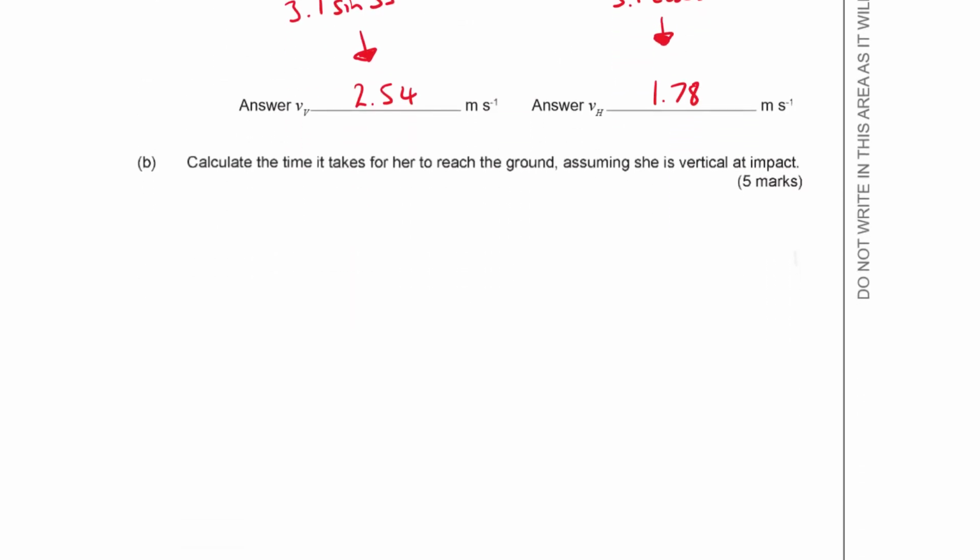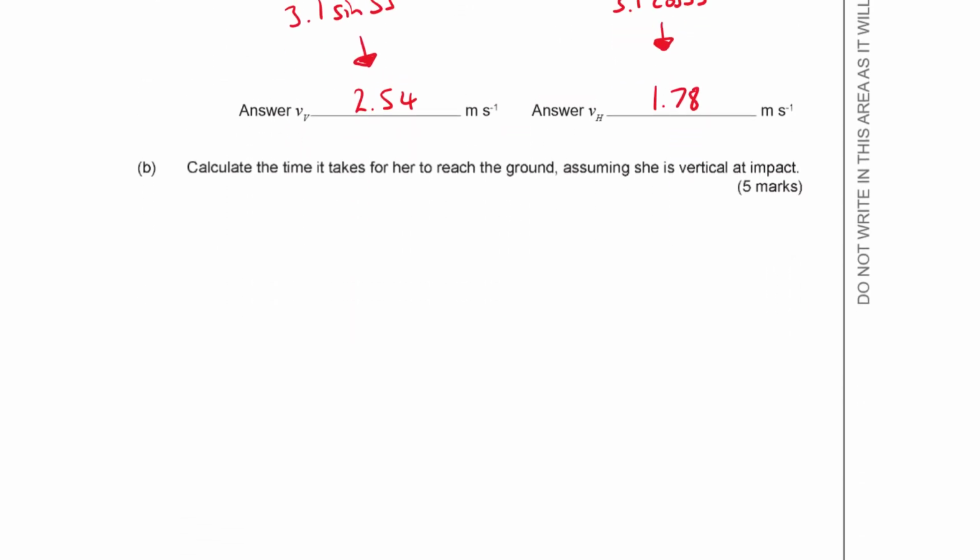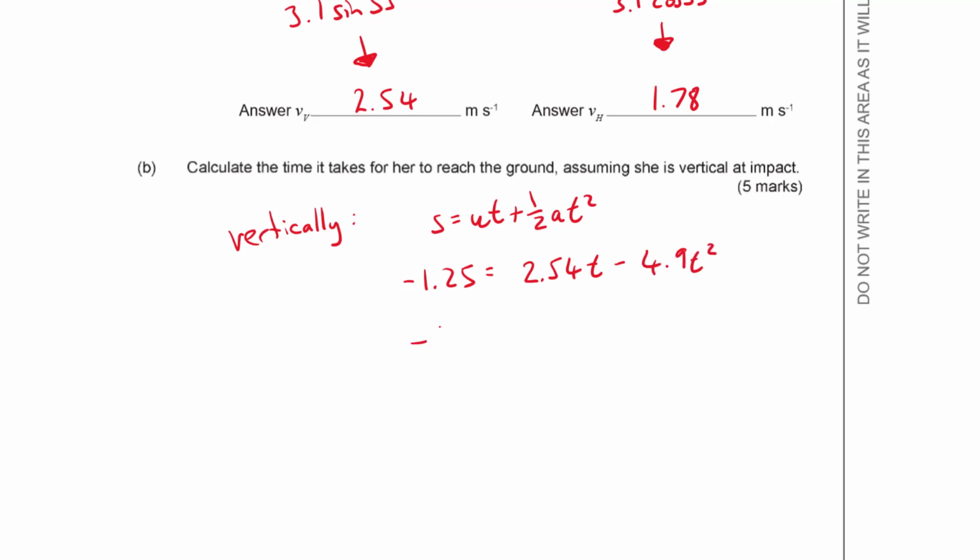So what's remarkable about this question is part B gives you 5 marks just for figuring out how long she spends in the air. Now the answer kit that they've given has a wide variety of ways that you can solve it, but by far the easiest way is just to solve the quadratic. So looking at the vertical motion, you have S equals ut plus half at squared. Sub in the values, so negative 1.25 because she lands below. Her initial velocity is upwards, and again gravity is acting downwards, so it's negative. Rearrange the equation so that it's equal to 0, and now you've got your quadratic.